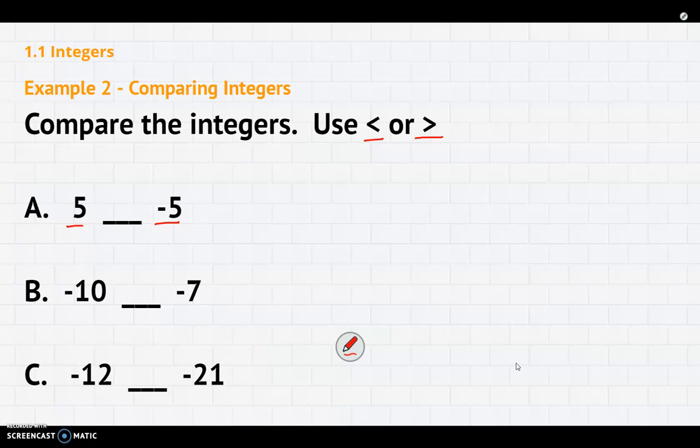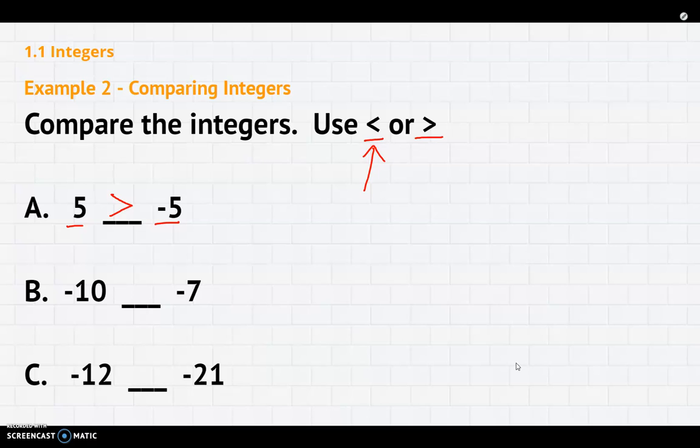You may have learned last year that a positive number is always bigger than a negative number. These inequalities might look like alligator mouths, and the alligator mouth always wants to eat the bigger number. So if 5 is bigger or greater than -5, we should draw in the inequality so that the alligator is eating the 5. So 5 is greater than -5.